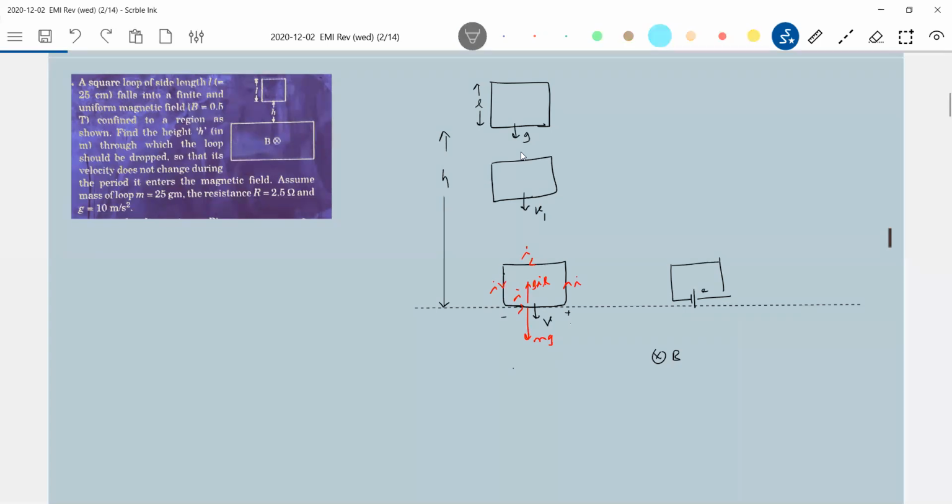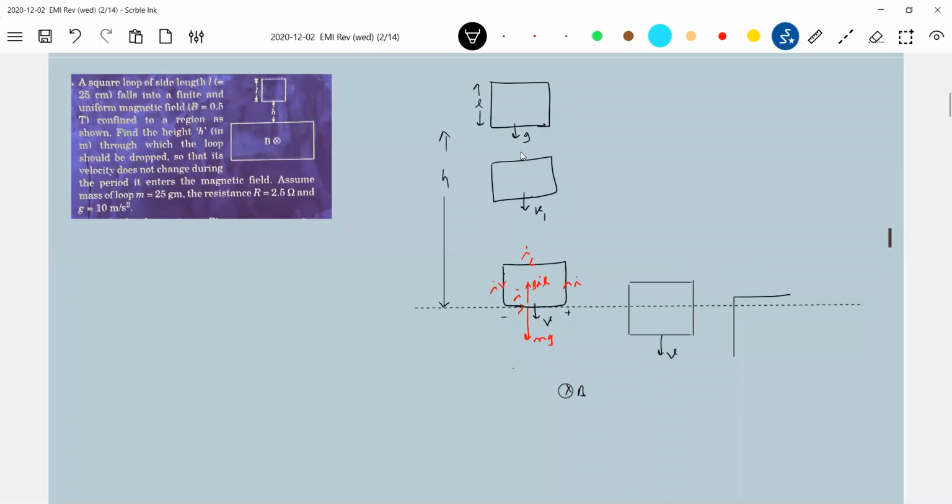I think the question is something like: as long as it is entering the magnetic field, the velocity should not change. This is what you mean to say. BIL and this is mg. The same thing now also, because this will lie outside. So now also mg.